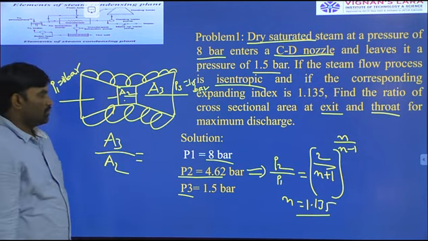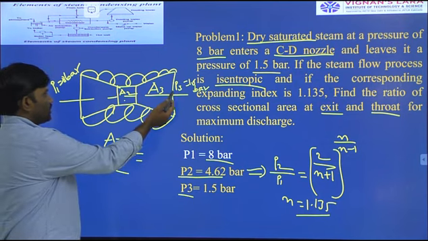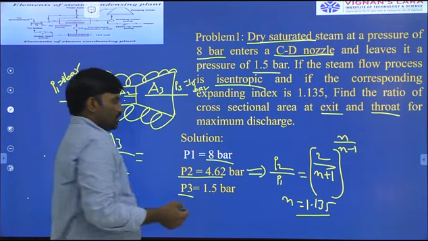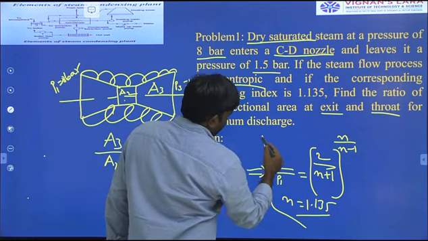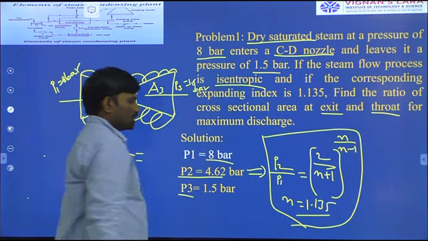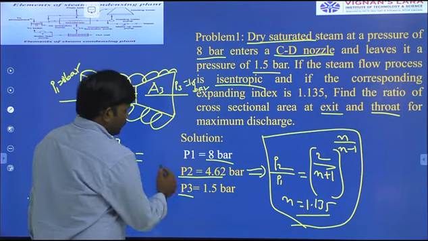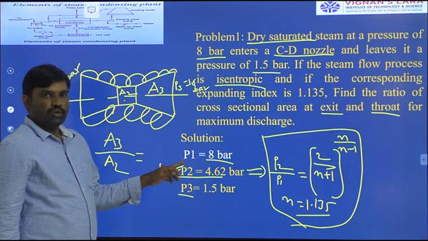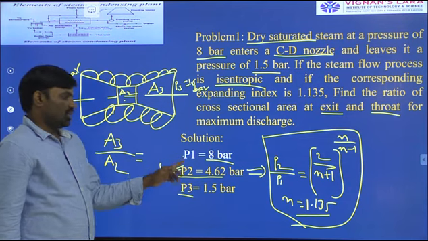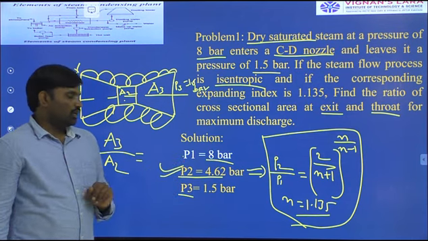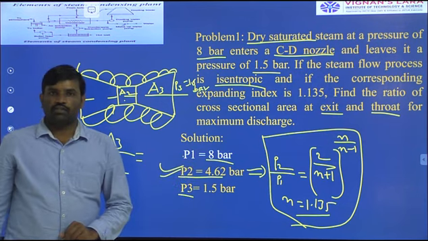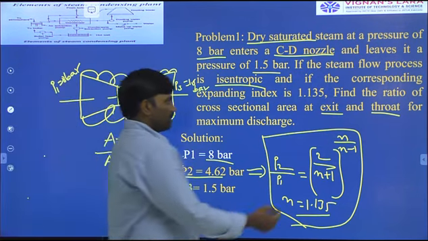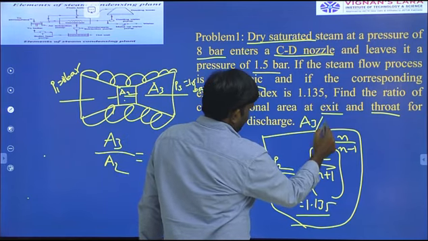In the present problem, exit pressure is given and inlet pressure is given. With the help of these two pressures, for maximum discharge, we can easily calculate the throat pressure by using the relation. You can easily get the P2 value. After knowing the P2 value, you have to take the properties from the steam table book at pressures P1, P2 and P3, and with the help of the property values at the respective pressures, you can easily evaluate the term we need to find, that is A3 by A2.